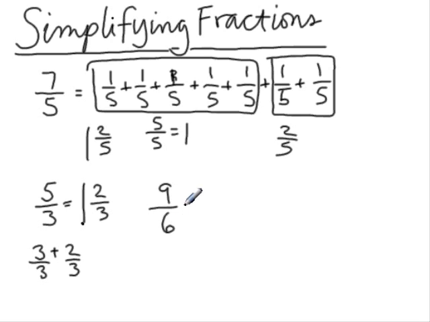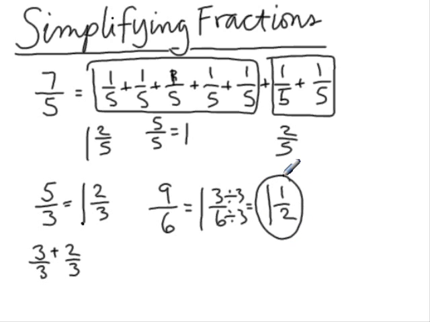Let's work another. 9/6. Divide the 6 into the 9, we get 1, and we have 3/6 left over. But we are not finished simplifying because look, this 3/6 right here. Both of these can be divided by 3. And so our final result is 1 and 1/2. 9/6 simplified is 1 and 1/2.